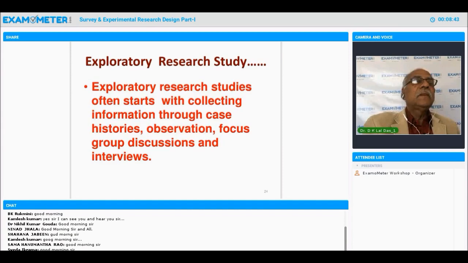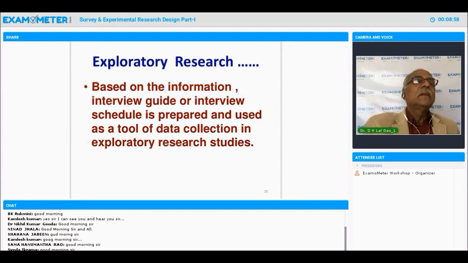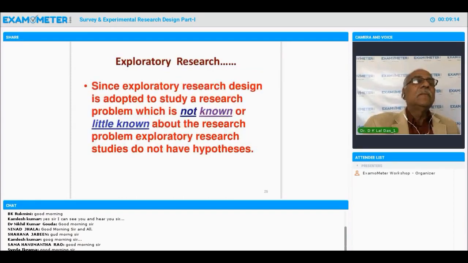Exploratory studies often start with collecting information through case histories, observations, focus group discussions, and interviews. Based on the information, interview guide or interview schedule is prepared and used as a tool of data collection in exploratory research studies.